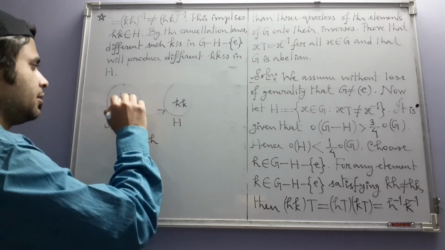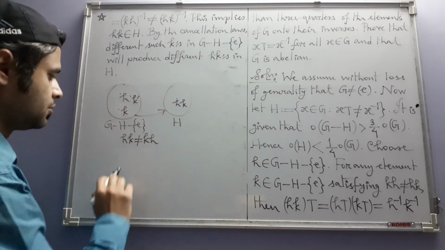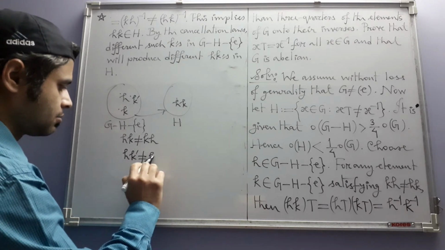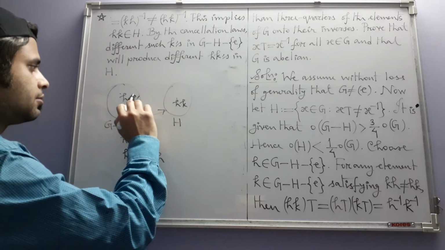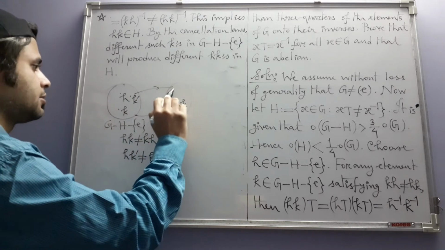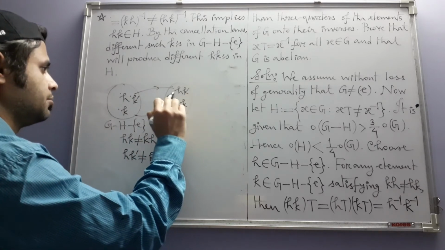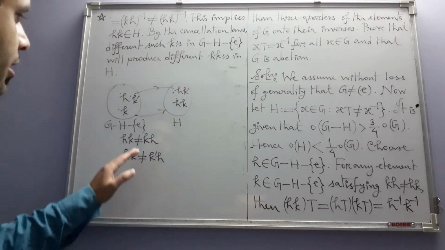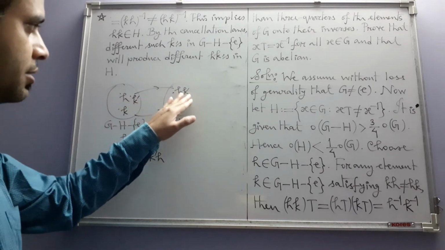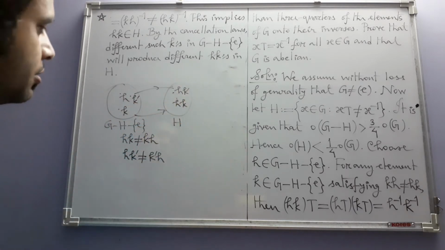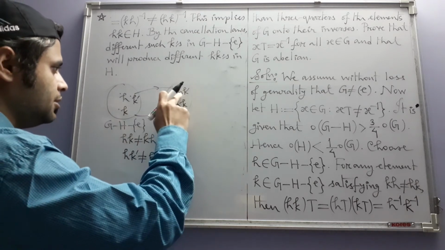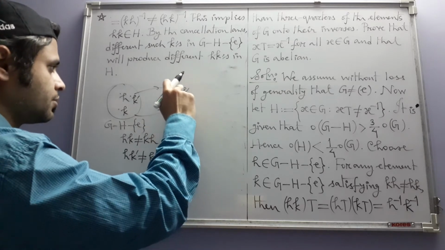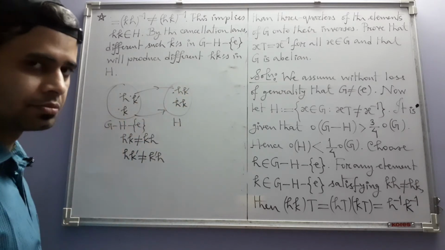You take another k, say k prime, that also satisfies this. You get another such element hk prime in H. And why we are saying that distinct k's give us distinct elements, that is coming from the cancellation law, because if these two are equal, by the left cancellation law, k must be equal to k prime.